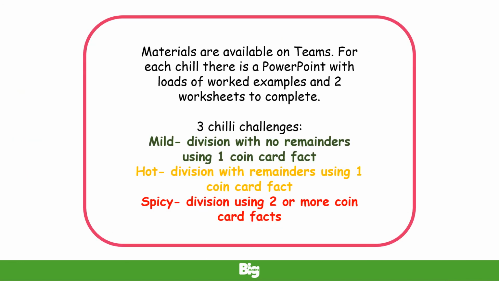So now it's your turn to go and look on Teams to find your resources, and in Teams you'll find that there are 3 different levels for today's tasks. You've got mild, hot and spicy. So mild is division with no remainders using one coin card fact, so just like the first couple of examples we did. Hot is division using remainders and one coin card fact, and spicy is division using 2 or more coin card facts. It just adds in that little bit extra challenge for you.